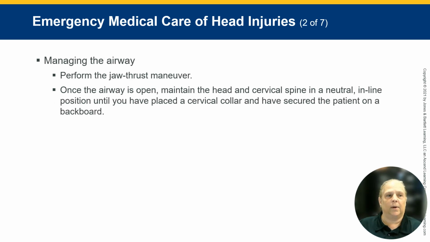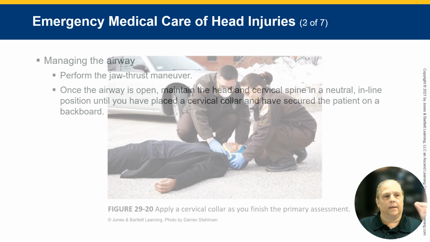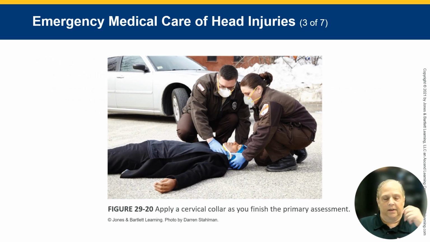With our airway, we're going to use that jaw thrust maneuver. Once we open it, you're going to keep everything in that neutral inline position. Keep your C-collar on your patient. Secure them to the backboard. Once they are secured completely to the backboard, you can let go of C-spine. Not before. You hold it until everything is secured. This is what it looks like doing the C-spine.